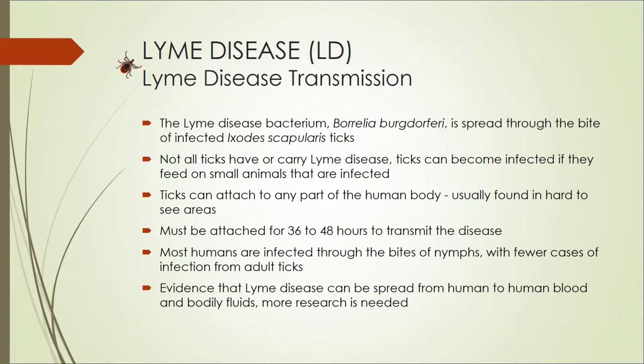Most humans are infected by the bite of nymphs. Nymphs are immature ticks and are small, often less than 2 millimeters, and are very hard to see. Adult ticks can transmit the disease too, but are much easier to detect. There is some evidence that Lyme disease may be spread from human to human through blood and bodily fluids, but there's still more to be researched.